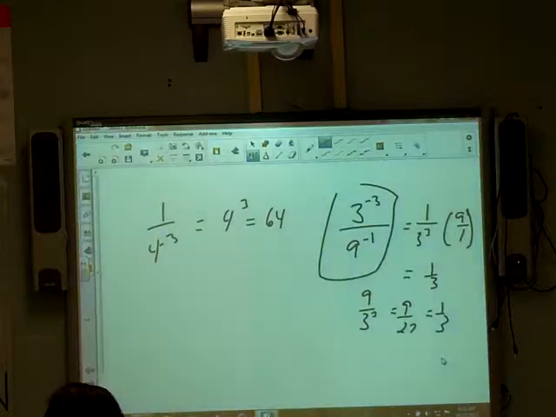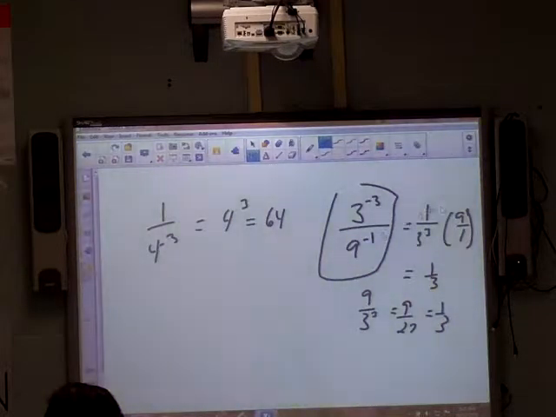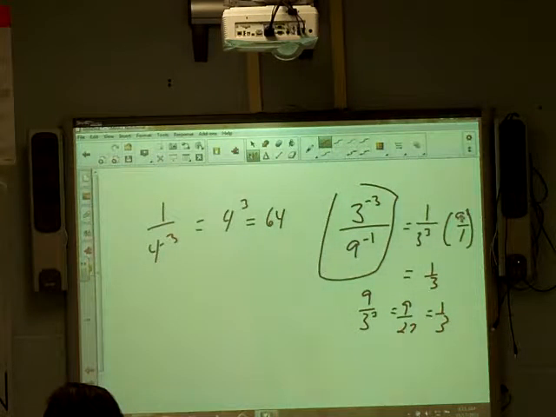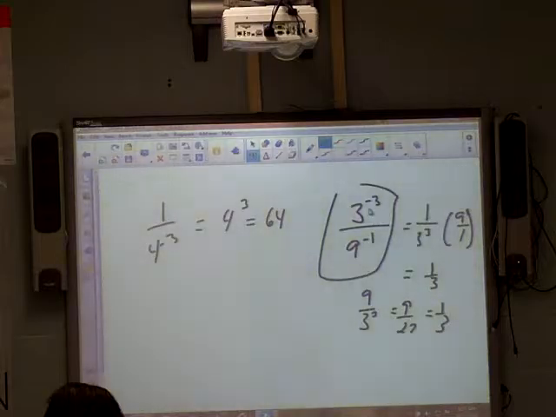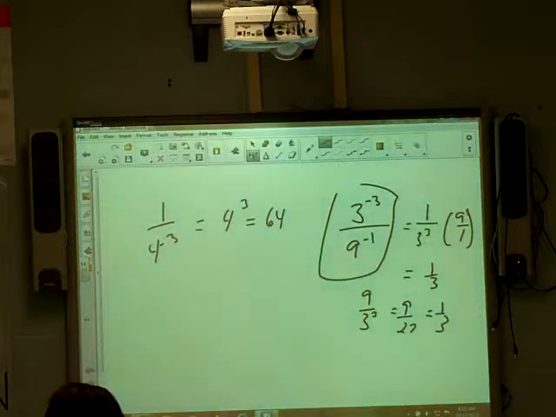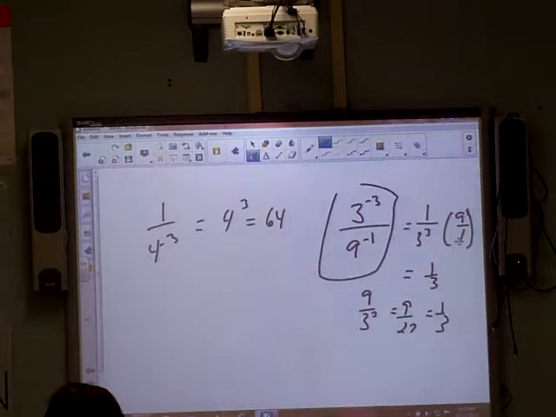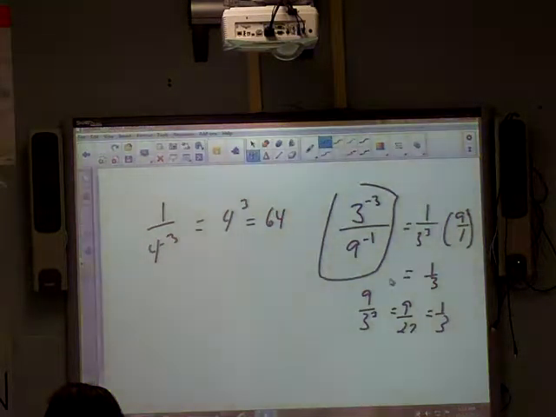It didn't become 1. I took my 9 to the negative 1 up there, it became 9 to the positive 1. It didn't become 1. Okay. Oh, I think I know what you mean. I did these in 2 separate steps. I took 3 to the negative third, that's it. And then I took 9 to the negative 1, that's it. Oh, okay. Yeah, makes more sense.